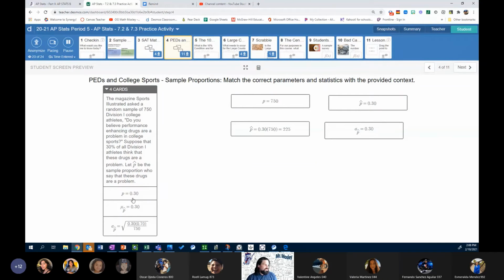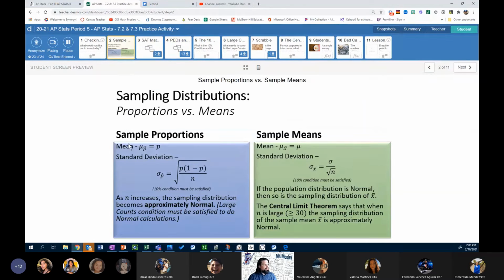We have a population proportion of 0.30, and it's the proportion that we're interested in, which is the proportion of college athletes that believe PEDs are a problem in college. The mean of the sample proportions is the same as the population proportion at 0.30. That's the mean of p hat equals p.